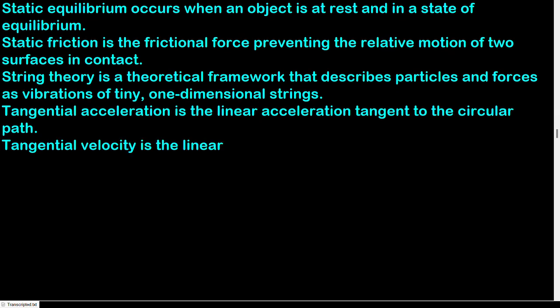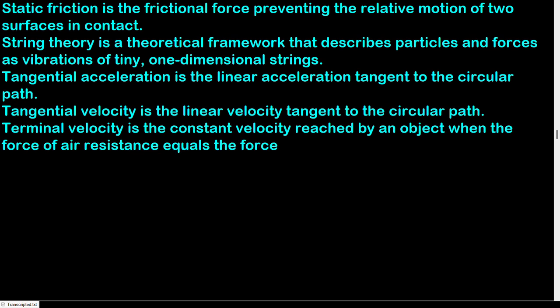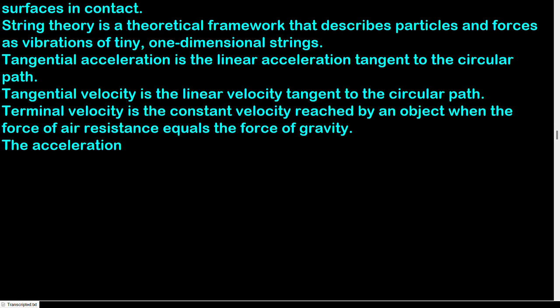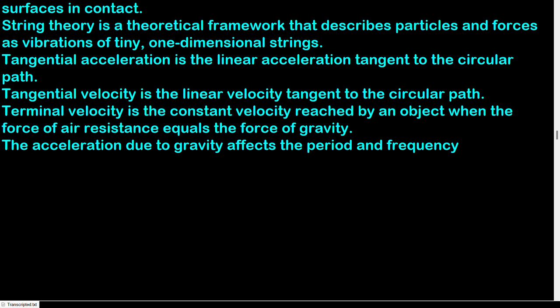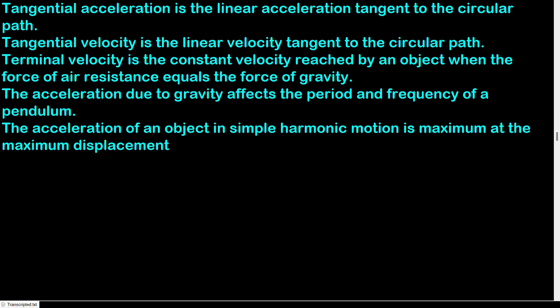Tangential velocity is the linear velocity tangent to the circular path. Terminal velocity is the constant velocity reached by an object when the force of air resistance equals the force of gravity. The acceleration due to gravity affects the period and frequency of a pendulum. The acceleration of an object in simple harmonic motion is maximum at the maximum displacement.